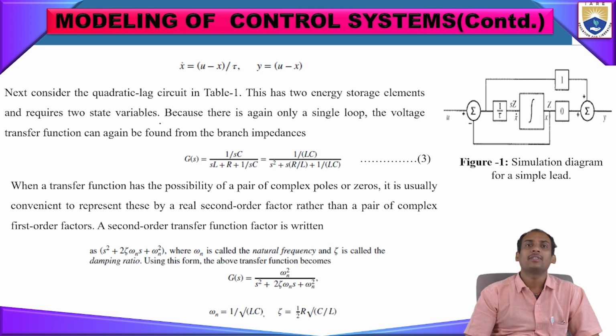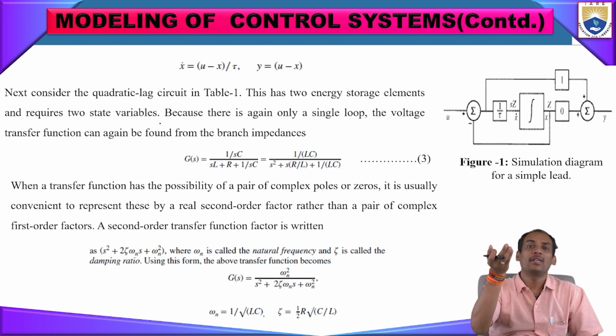So here the equation is in terms of a quadratic equation, that is s square plus 2 zeta omega n s plus omega n square. Omega n is called the natural frequency and zeta is called the damping ratio. Using this form as a transfer function, omega n will be 1 by root LC, and zeta will be 1 by 2 into R times root of C by L.